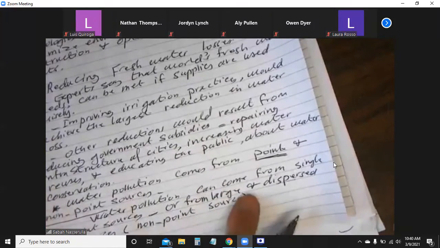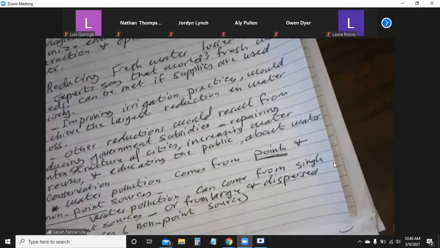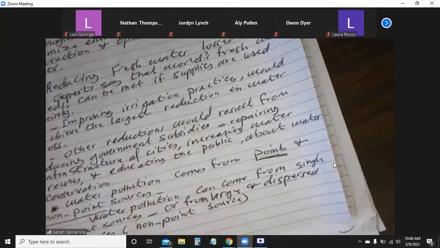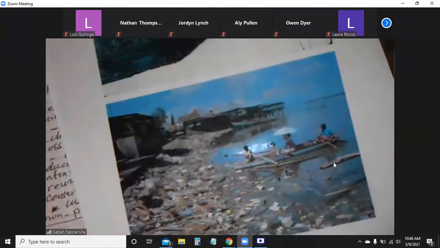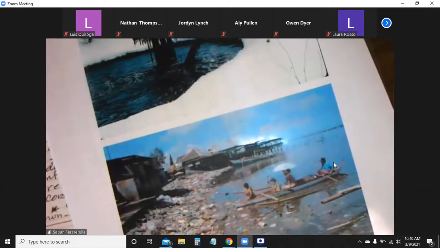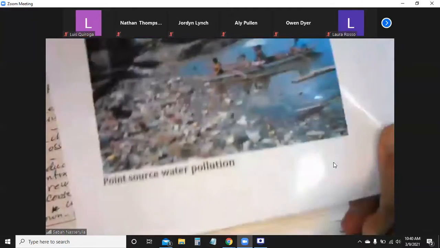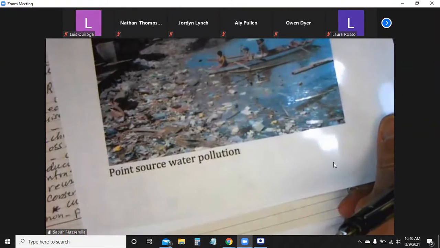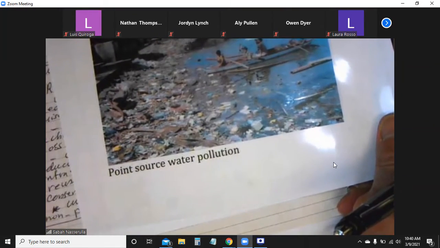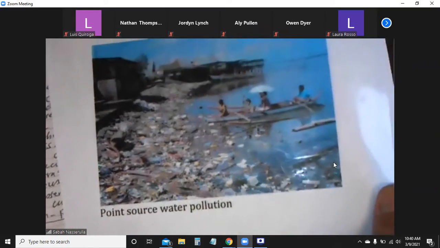Because the first one was from a point source, it would come from a single source, like from factories, something like that, or garbage sometimes. This is an example of what you call a point source, known as point source water pollution, especially all the plastic bottles and so on.